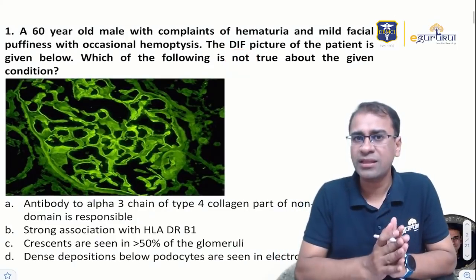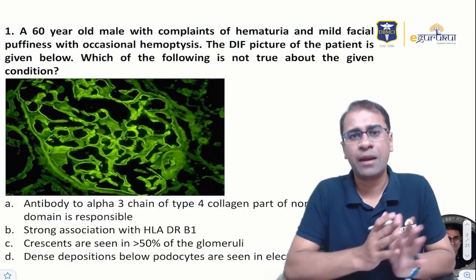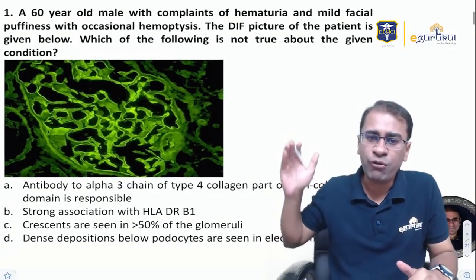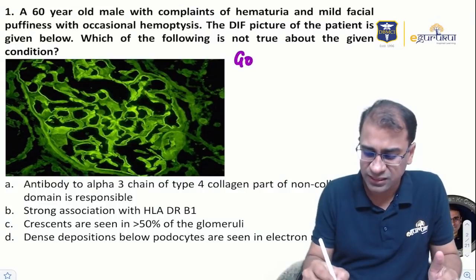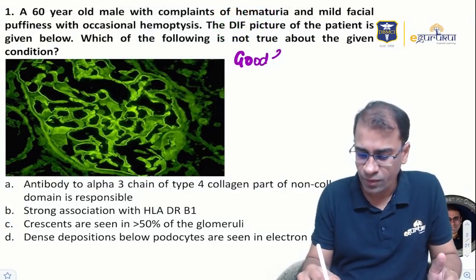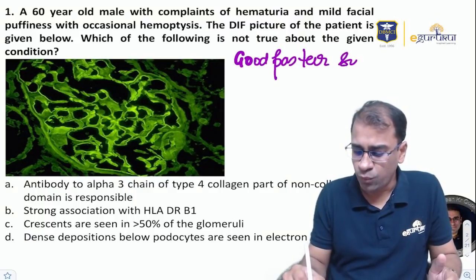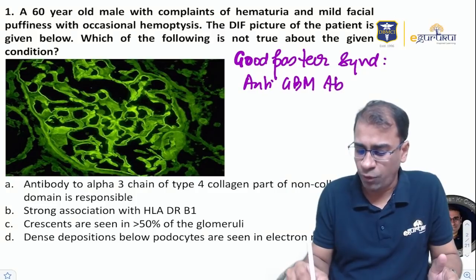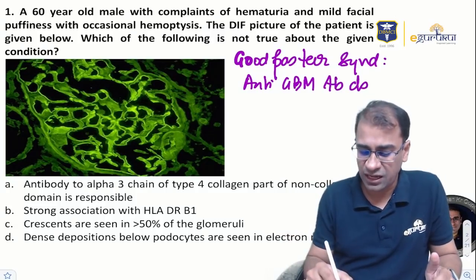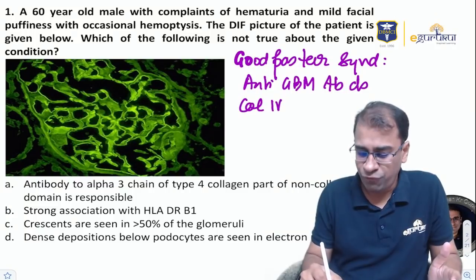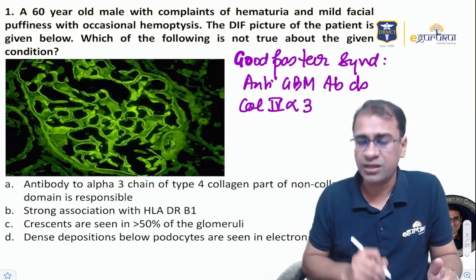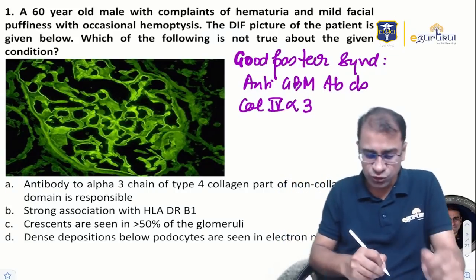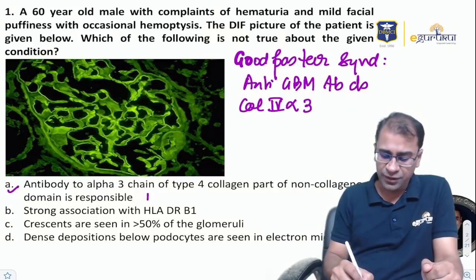Now, the following is not true about the given condition. It is proven by the condition of edema, which can be seen in nephritic syndrome, as well as with the involvement of lung. Now, if you look at the choices, because we're discussing this as a case of Goodpasture syndrome, what do you know about it? You all know it is an anti-GBM antibody disease. This antibody is against the collagen 4 alpha 3 of the non-collagenous end. So that makes option A true.